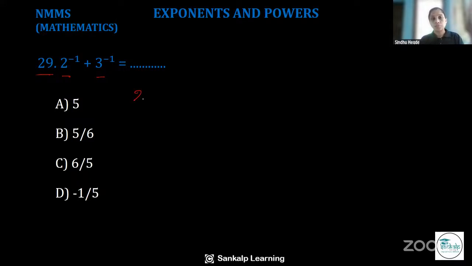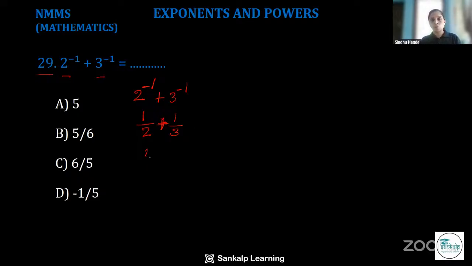So here the given expression is 2 raised to minus 1 plus 3 raised to minus 1. 2 raised to minus 1 is nothing but inverse of 2. It is always 1 by 2. Similarly, 1 by 2 raised to minus 1 is nothing but inverse of 1 by 2, it is 2. So here 3 raised to minus 1, or inverse of 3, is 1 by 3. Calculate 1 by 2 plus 1 by 3. What we get? Take LCM.